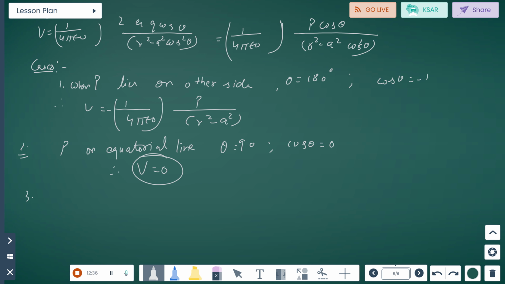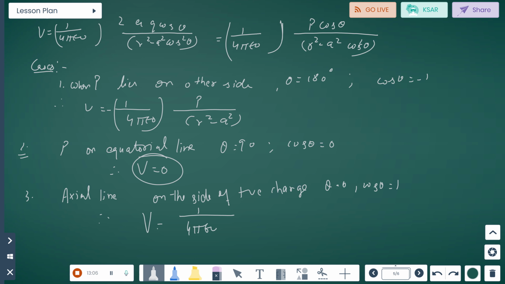If P lies on the axial line of the dipole on the side of positive charge, theta equals 0 and cos theta equals 1. So what is the value of potential? For potential, V equals 1 by 4 pi epsilon naught P divided by R square minus A square.